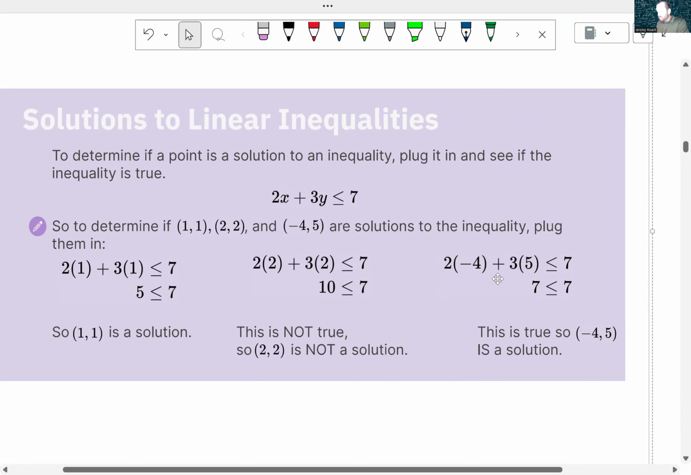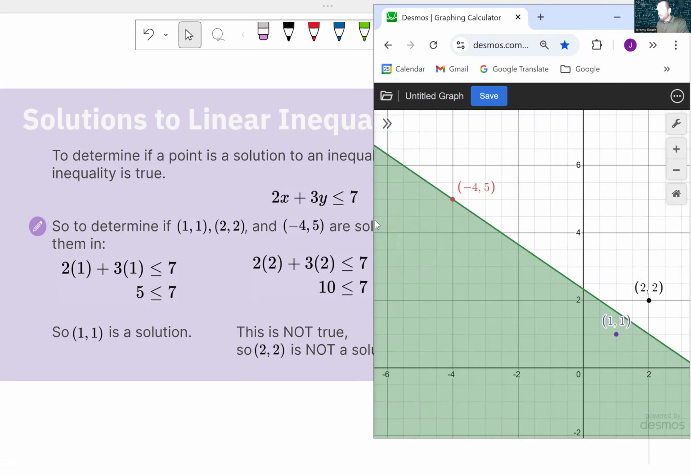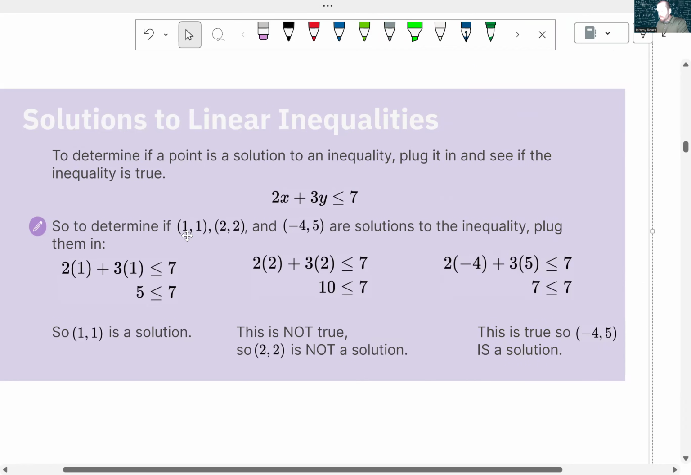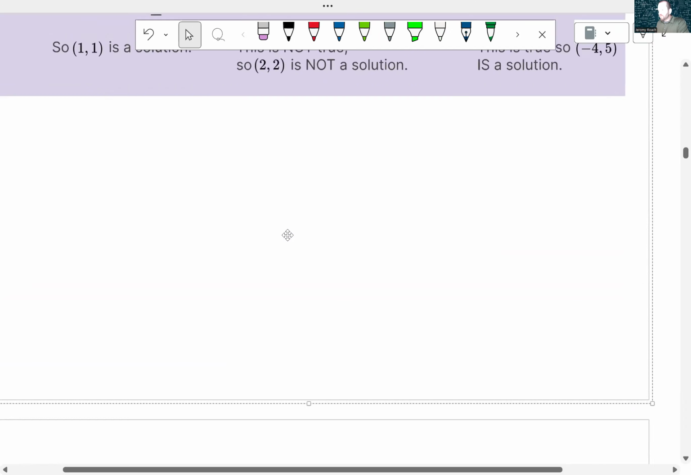And then for this one, we get exactly 7 is less than or equal to 7. And that's true. It can be equal to 7. And so that's why we see this equal on right on the line there. Okay, so that's how we check solutions if they give us the solutions and want us to find out what those are.